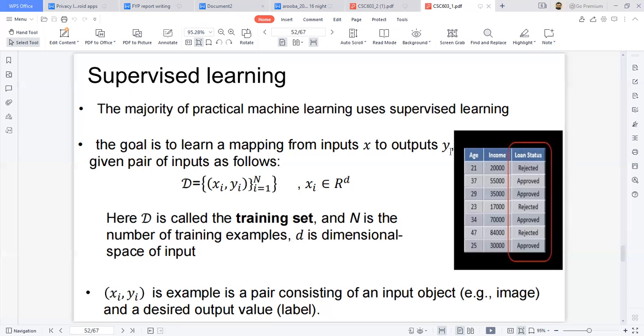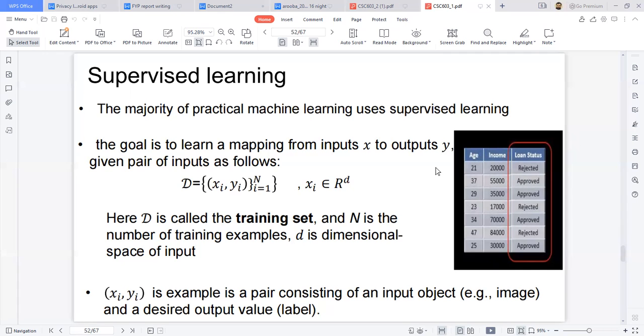If, for example, there is another column here, maybe the person's name, then it will be three columns, and we can say it's three-dimensional data. So N is the number of training examples, 7 examples, and D is the number of dimensions, 2 dimensions. Two-dimensional with 7 inputs.